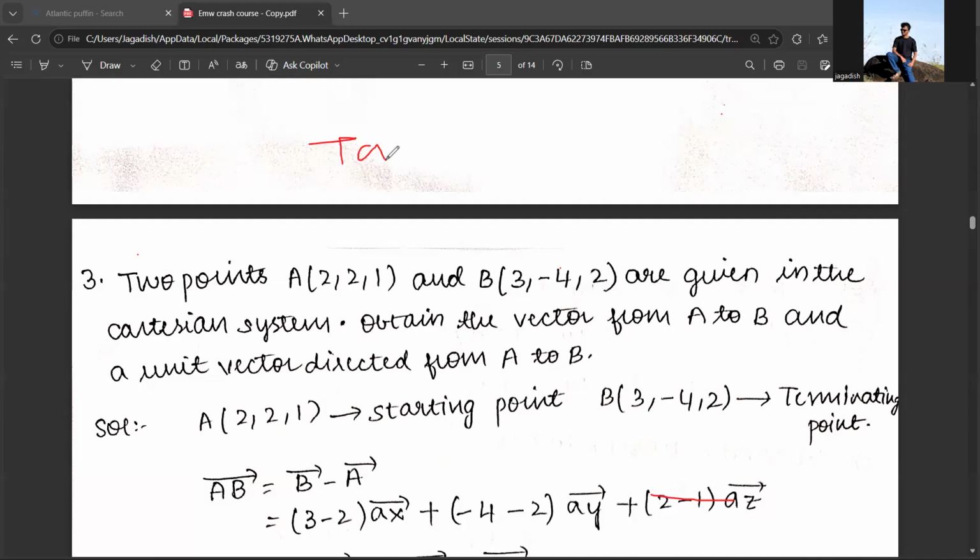Minus 1. See, one small mistake is also enough to get 0 marks. You might think that you would have done well in derivation and problems, but these silly mistakes will lead you somewhere bad. It is always tail minus head.